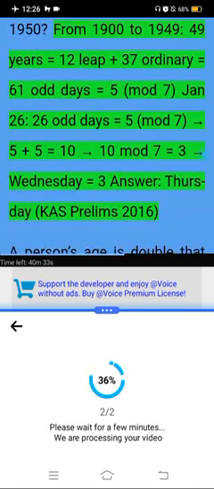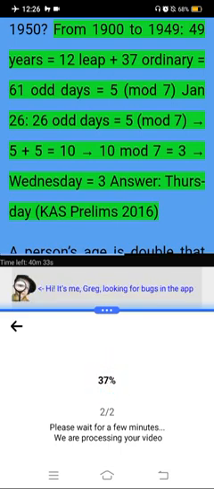From 1900 to 1949, 49 years equals 12 leap years plus 37 ordinary years equals 61 odd days, which is 5 mod 7. January 26th, 26 odd days equals 5 mod 7. 5 plus 5 equals 10, 10 mod 7 equals 3. 3 equals Wednesday. Answer: Thursday. CAS prelims 2016.